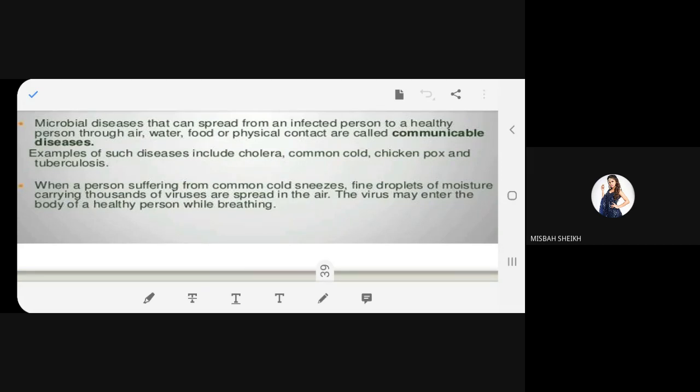Girls, is it clear, beta? Yes, ma'am. So what should we do now? Make it a habit to keep the infection to yourself. Don't allow it to spread. One who is infected has to be very, very responsible for others. Cover your mouth while sneezing. Cover your mouth while coughing. Is it clear? This is what you have learned today.